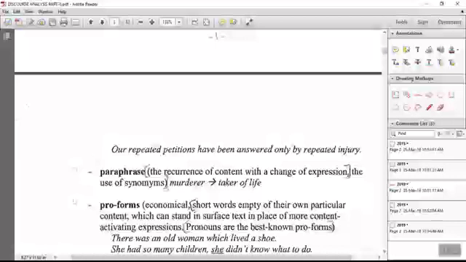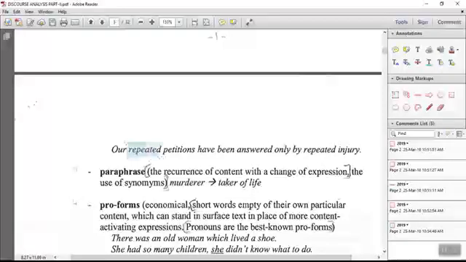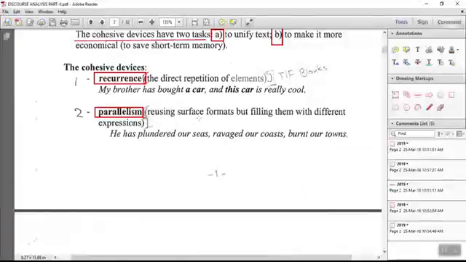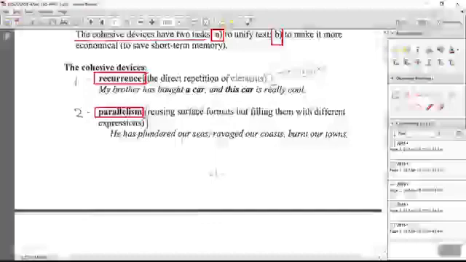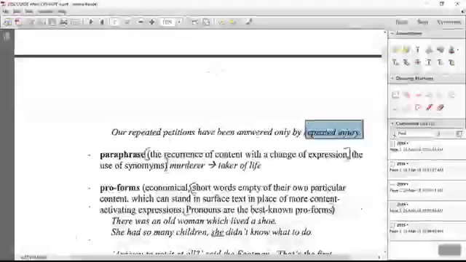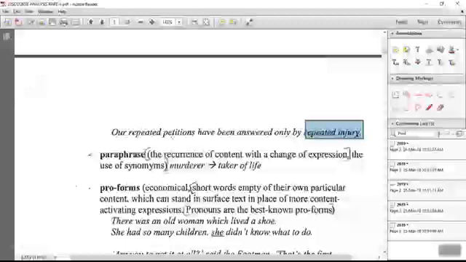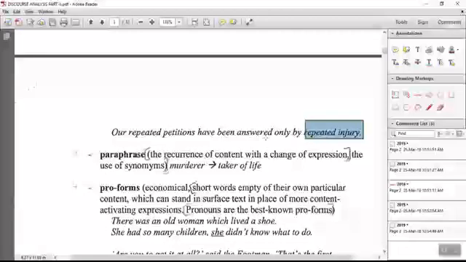Here, our repeated petitions have been answered only by repeated injury. So we have repeated petitions and repeated injury. Same surface format, but different words: petitions, injury. That is parallelism.